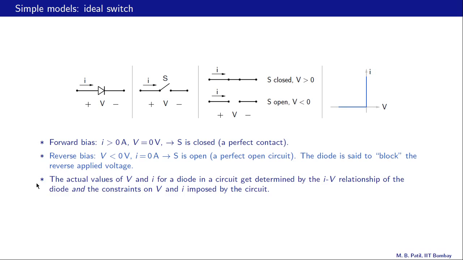And let us note that the actual values of V and I for a diode in a circuit will get determined by not only the IV relationship of the diode given here, but also the constraints which are imposed by the circuit on V and I. And when we look at diode circuits, this point will become more clear.